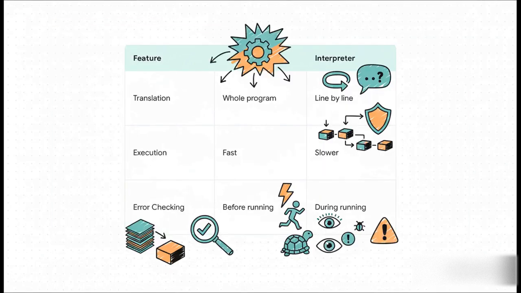This table really breaks down the trade-offs. For translation, you've got a big batch job versus a real-time line-by-line job. When it comes to pure execution speed, the compiler wins. It's not even a contest. But for error checking, it's more of a philosophical difference, right? The compiler is proactive. It finds problems before you can even start. The interpreter is reactive. It finds problems as they happen.